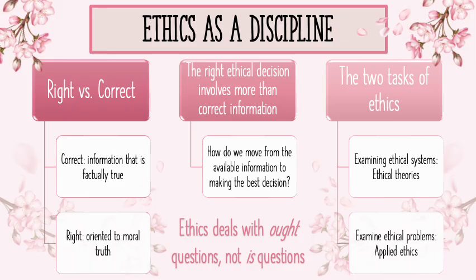At this point, I want to pause and clarify something important. In everyday conversation, people use the words right and correct as if they mean the same thing. But in ethics, they are not the same. When something is correct, it means it is factually accurate or verifiable. For example, in basic arithmetic, 2 plus 2 equals 4. That is correct regardless of opinion.